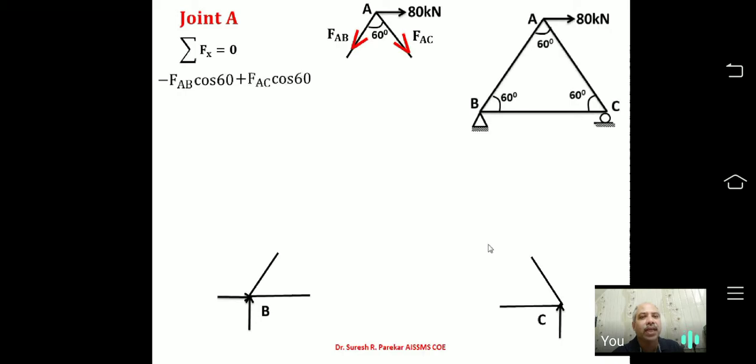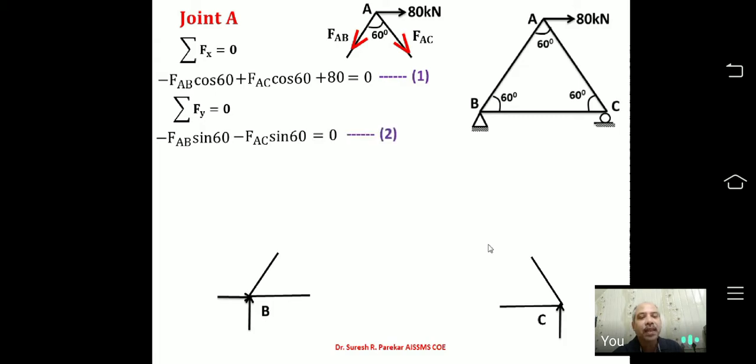Now we have to see the coordinates of the forces, and then write down the equations. So we have minus FAB cos 60 plus FAC cos 60 plus AT equal to 0. This is my first equation. Similarly, I can write the second equation: minus FAB sin 60 minus FAC sin 60 equal to 0.